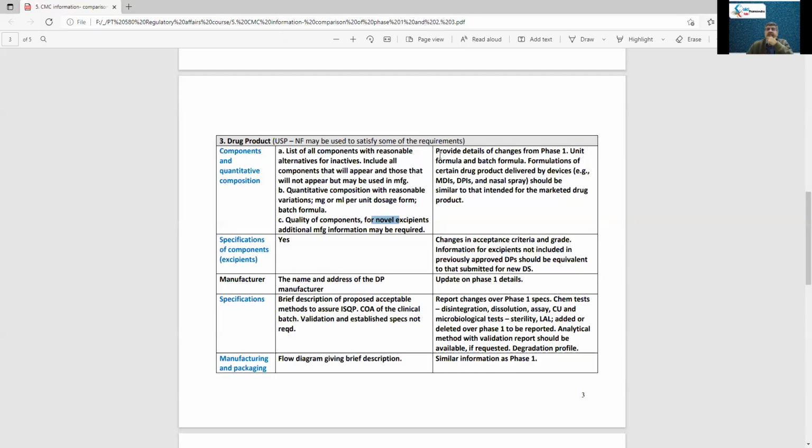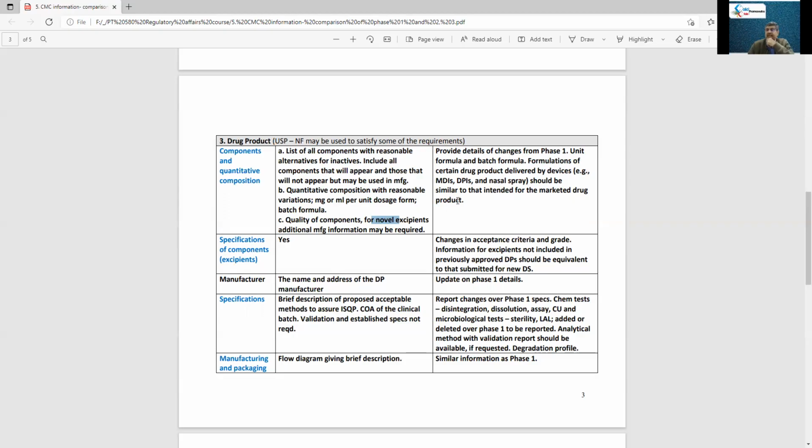Similarly, in phase 2 and 3, provide details of changes over phase 1. Unit formula and batch formula needs to be provided, and formulations of certain drug product delivered by devices. For example, metered dose inhalers, dry powder inhalers, and nasal sprays should be similar to that intended for the marketed drug product.